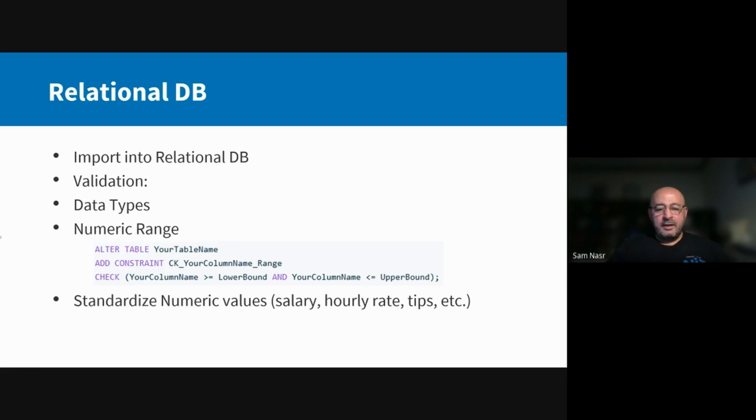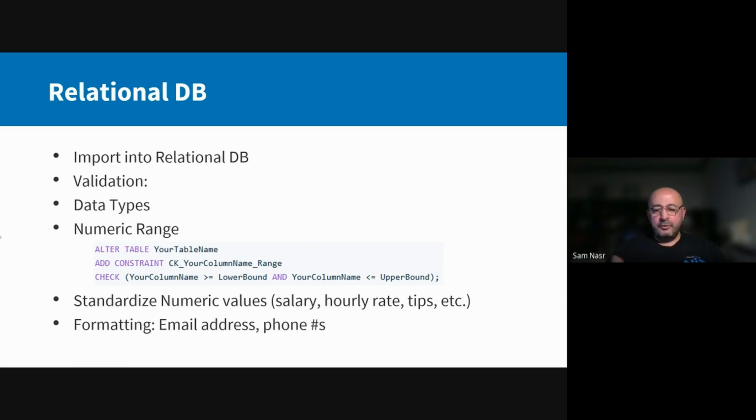And I want to standardize on my numerical values. So things like salary, hourly rate: am I going to the second decimal place? Am I using no decimals? Am I rounding up to the nearest integer? How am I going to standardize on my numerical values?